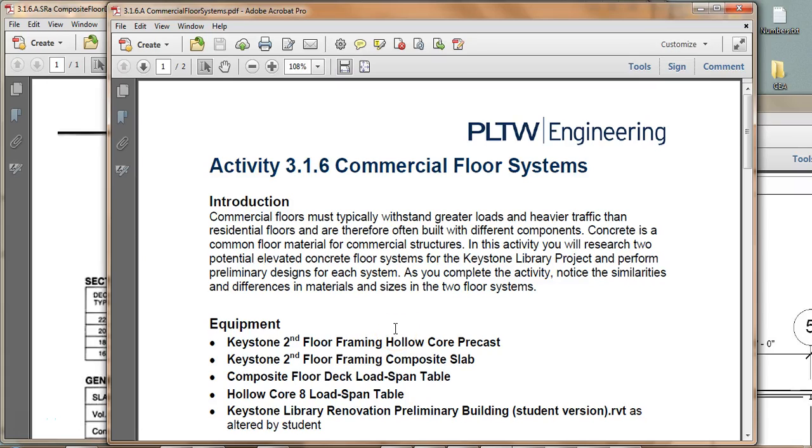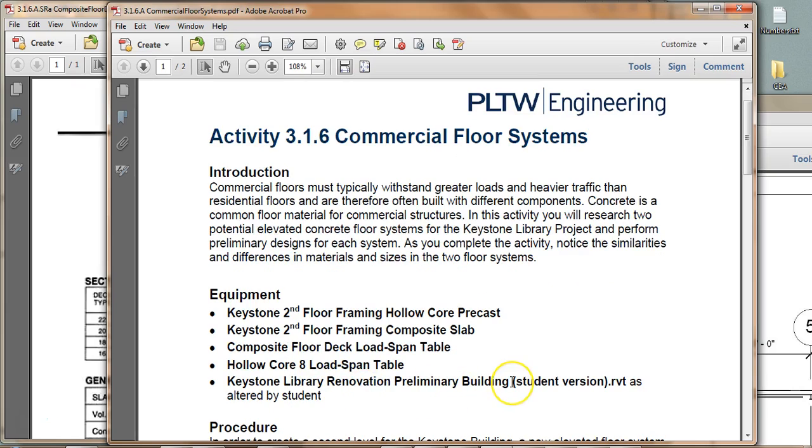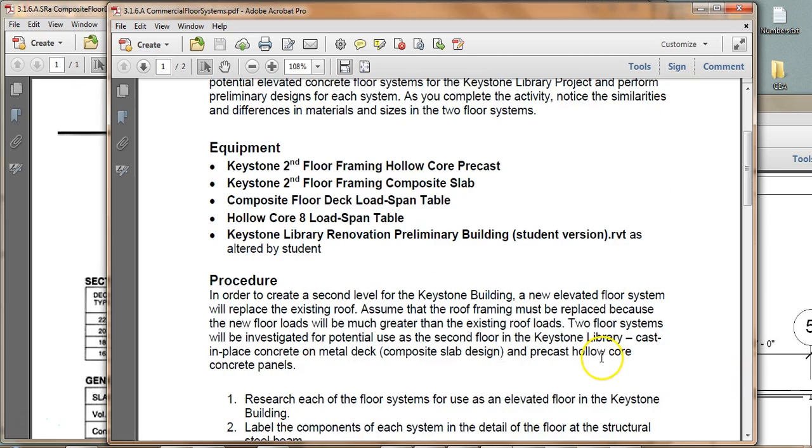Okay, here we are on the activity 3.1.6, and I'm just going to do a quick video to kind of get you started on this because there's a lot of pages involved in this. And if you look here under equipment, you can see we've got different diagrams we're going to use. We've got some load tables we've got to use. You've got to use your building site that we've already talked about, or your building that we've already talked about. So there's a lot of papers involved here.